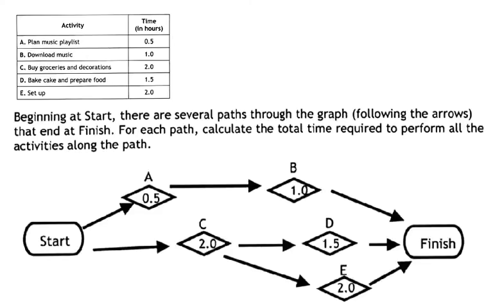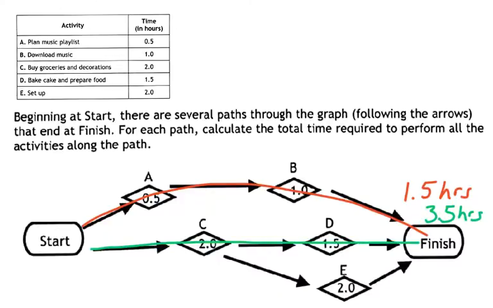Okay, so beginning at the start, there are several paths through the graph following the arrows that end at finish. For each path, calculate the total time required to perform all the activities along that path. So first, if we go along this path from A to B, that is 1.5 hours. The second path we have is going from C to D. That takes 3.5 hours. And then the third path goes from C to E. That takes 4 hours.